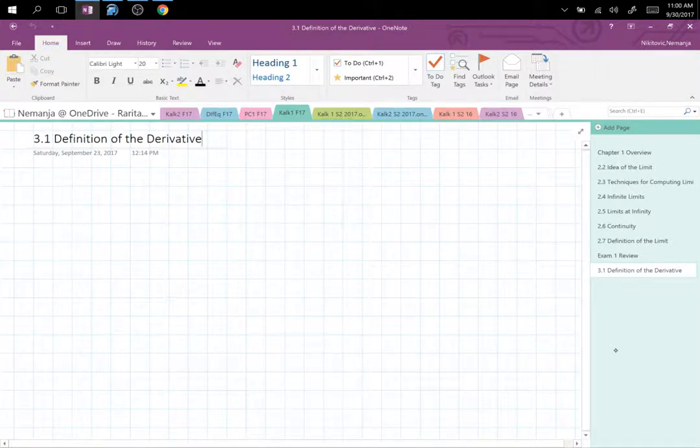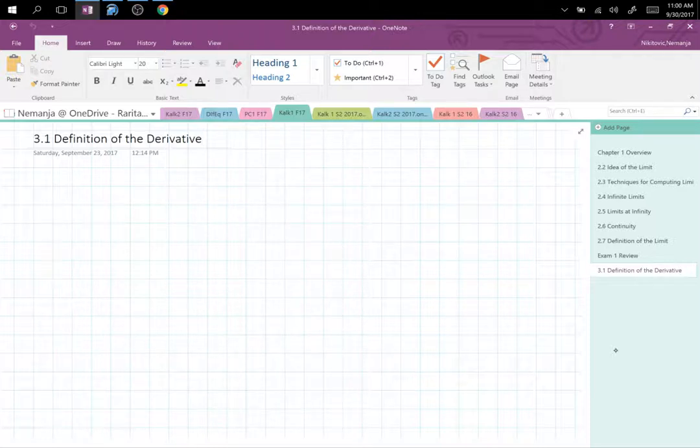We're starting Chapter 3, Derivatives. Chapter 3 is focusing on defining the derivative, focusing on properties and rules of derivatives, and how to compute derivatives. And then Chapter 4 will be application of derivatives.